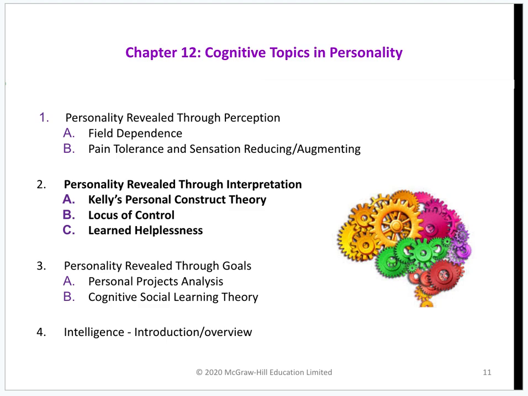Chapter 12, Part 2. In this video, we are going to be looking at personality revealed through interpretation. So how do we interpret the world around us? We'll be looking at Kelly's personal construct theory and locus of control and learned helplessness. Locus of control and learned helplessness you've very likely heard of before or be familiar with. Personal construct theory might be a little newer. So let's get started with that.